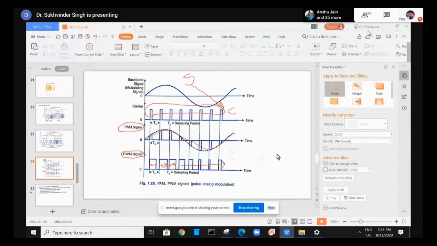Okay, this width is nothing but simply a voltage signal.